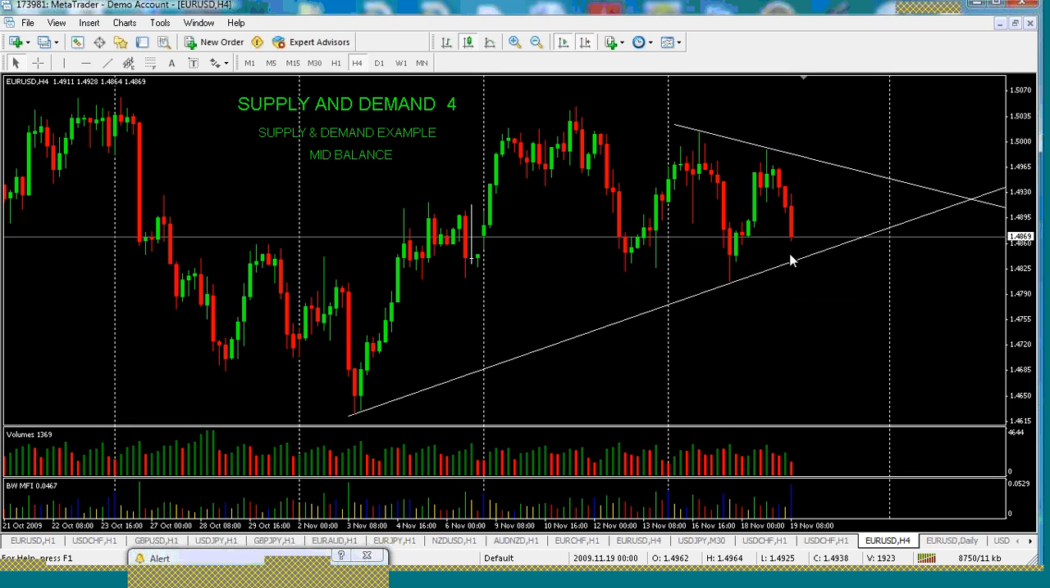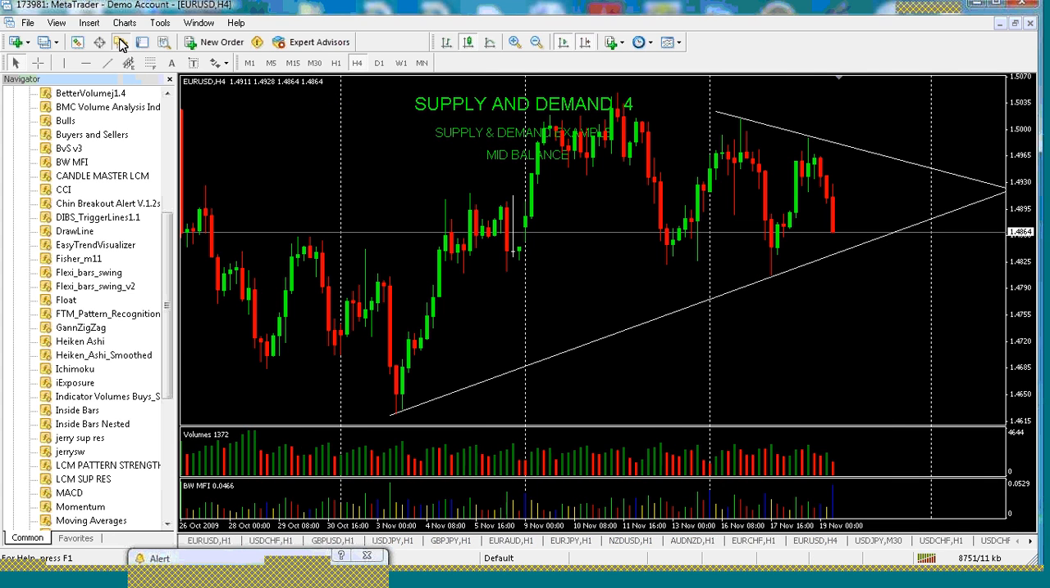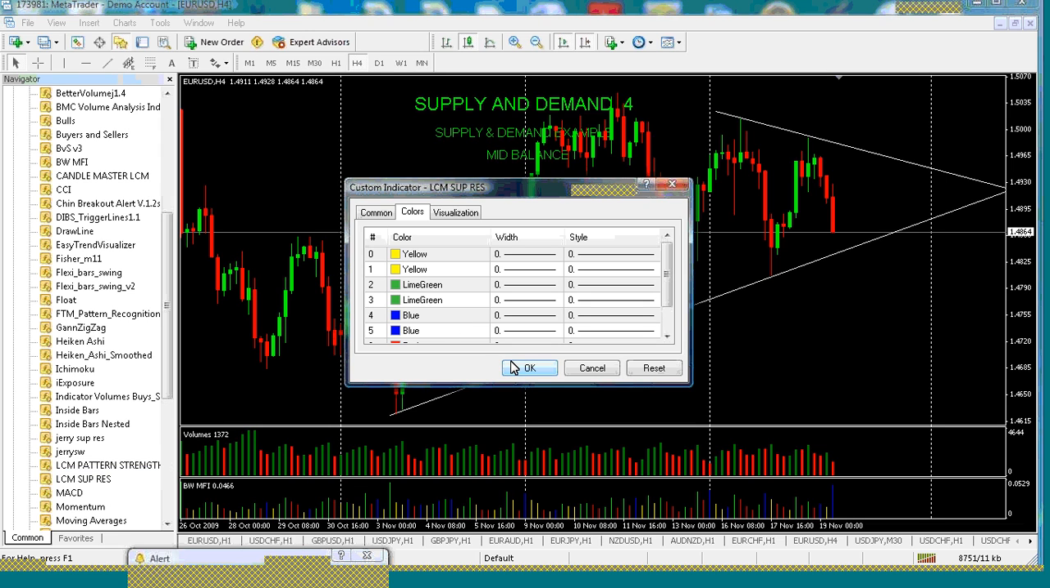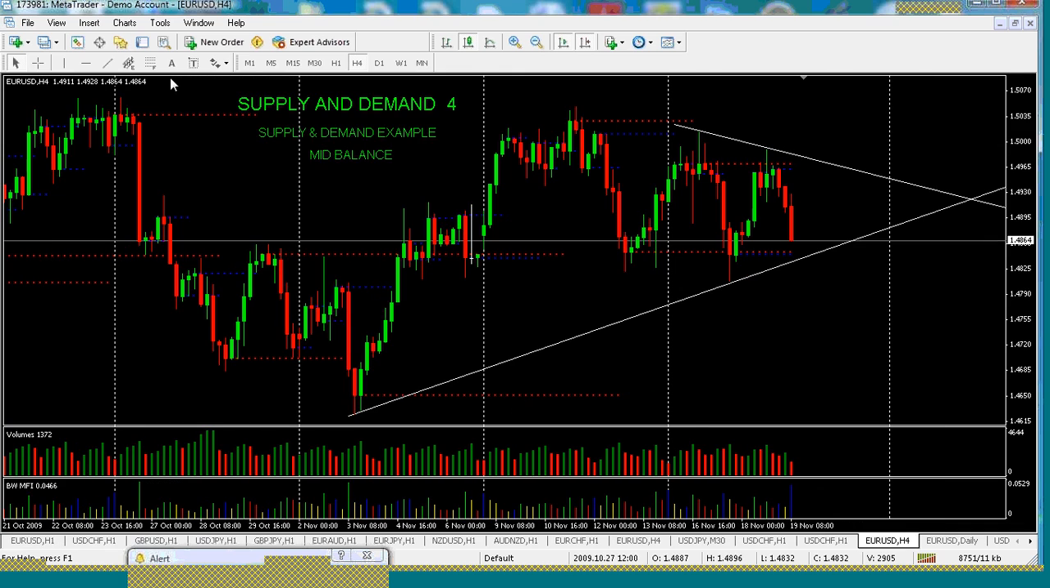So this is a good time to figure out where exactly we would anticipate the imbalance to end. This is where we would pull up our LCM support and resistance. We would expect to get out right here, even though price will probably bounce off the trend line here. But this is support that's within demand, so again, we would want to get out here.